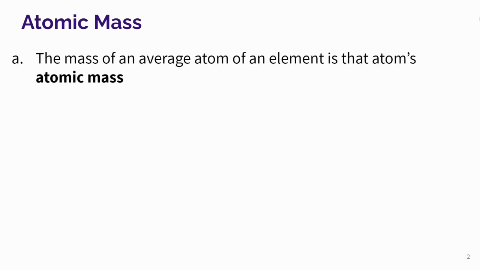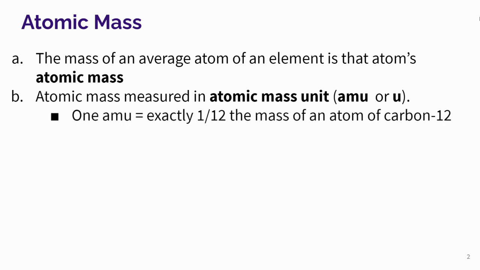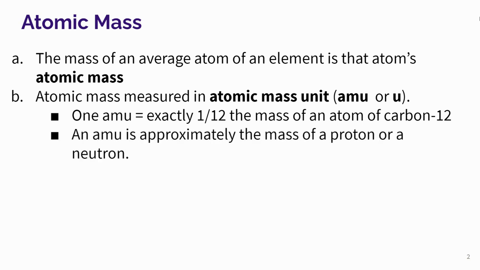The average mass of an atom of an element is that atom's atomic mass. And we measure this in atomic mass units, which is abbreviated AMU, and sometimes with the symbol mu, it looks similar to a U. 1 AMU is exactly 1/12 the mass of an atom of carbon-12, which is a specific isotope. And an AMU is approximately the same mass of a proton or a neutron, and you'll remember from 8th grade science that that is in the center of an atom or within its nucleus. So they don't weigh very much.